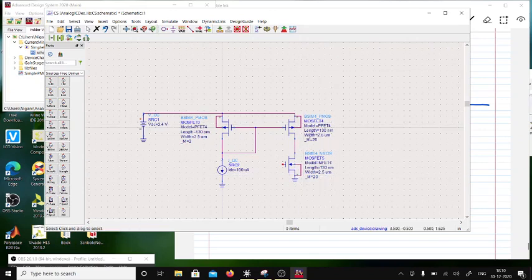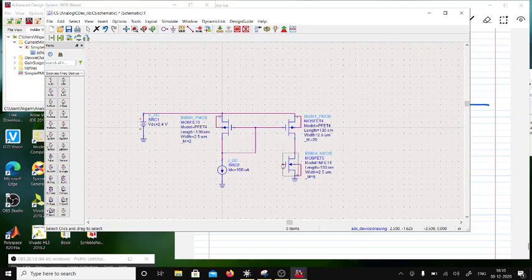Okay, so now what I'm going to do is make this one-third the size. One-third of 20 would be like 7 or 8 here. Let's put 8 here. Correct?